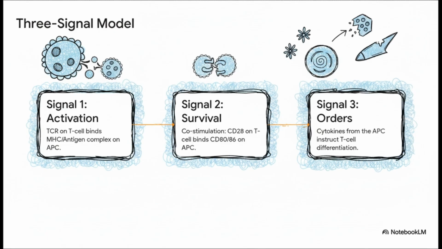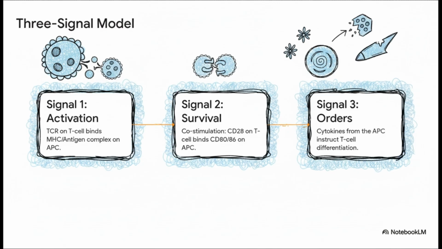Signal 2 is the confirmation signal, the danger signal. It's a second handshake, usually between the CD28 protein on the T cell and a protein called CD80 or 86 on the APC. APCs only put out these CD80/86 proteins when they've actually detected a real pathogen, so this confirms it's not a false alarm.